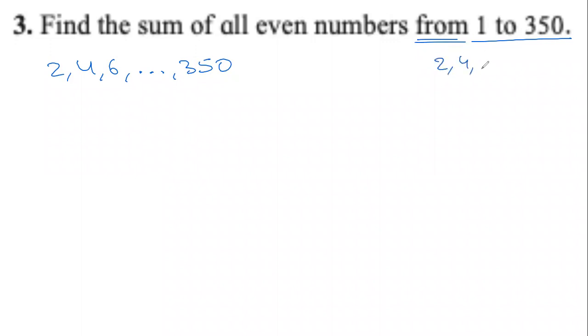2, 4, 6 and 348. Between means in between the two. When from is given, then we can consider 1 and 350 also in the calculation. So the answers will be different. Be careful about the English in the question.